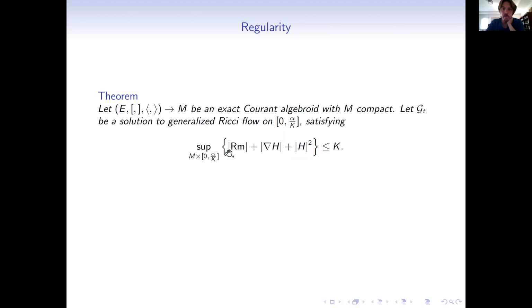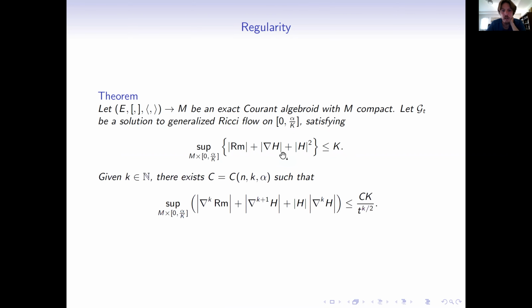So here I assume a bit more than Riemann is bounded. I assume Riemann, grad H, and H squared are all bounded. Although with just a little bit more technical work, we sort of saw how the Riemann bound gives that these other quantities are bounded. In a sense, you can kind of drop these other two assumptions, but I'll just leave it for simplicity.